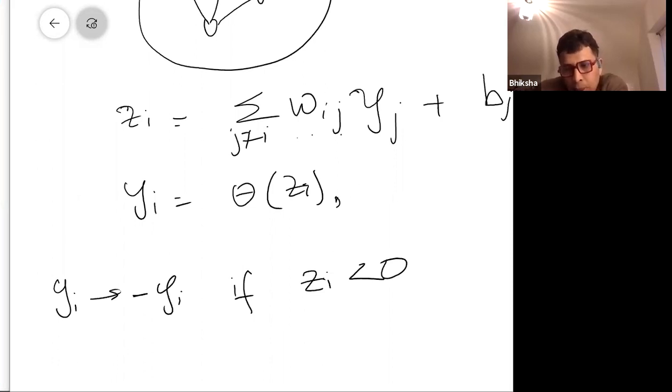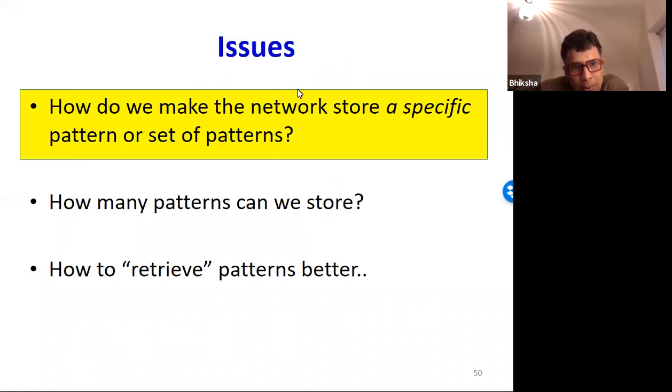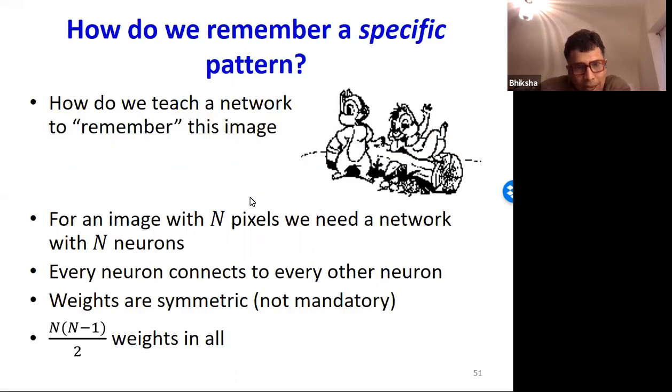And we found that this was some kind of a memory. What kind of memory did we call it? Jamba, please. Content-based memory. Content addressable memory, correct? Right. And the question was, okay, how do we make the network store a specific pattern or set of patterns? And basically, how do you teach the network to remember maybe this pattern, right?